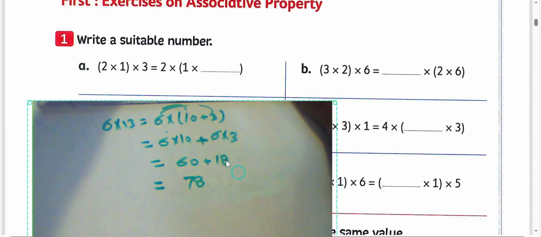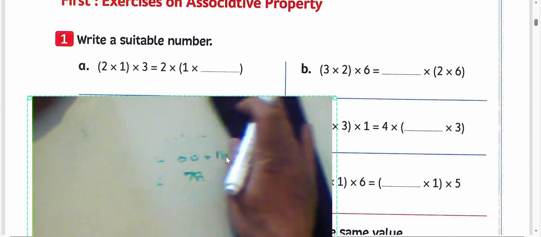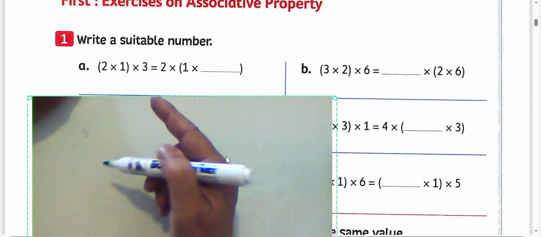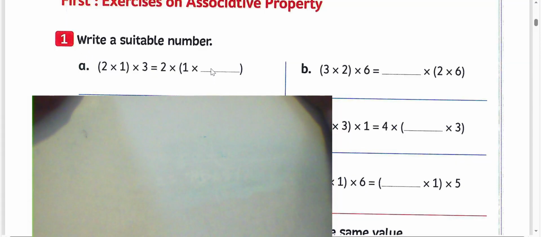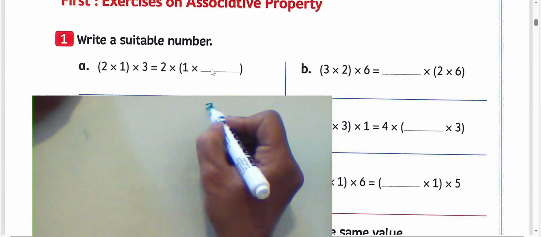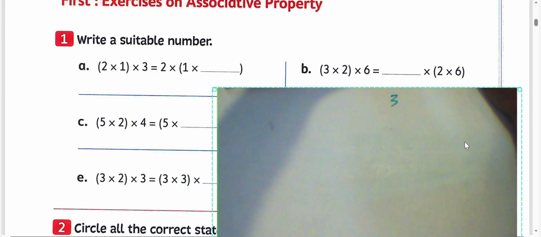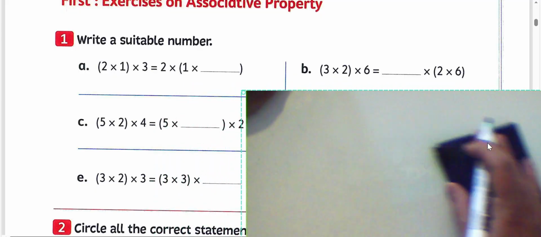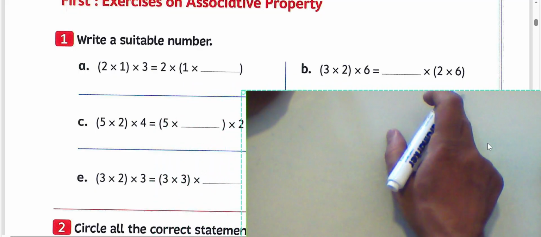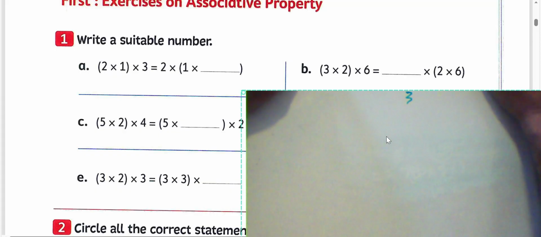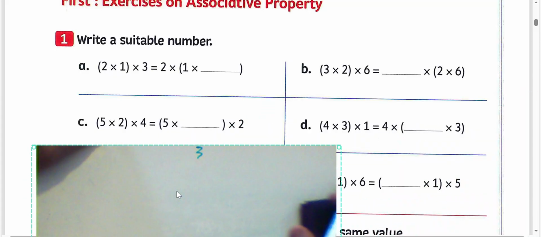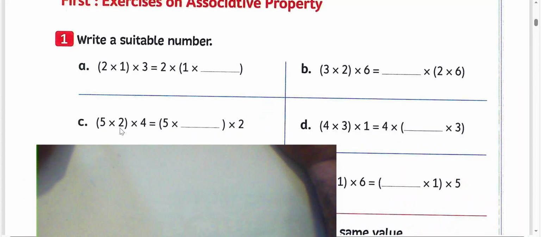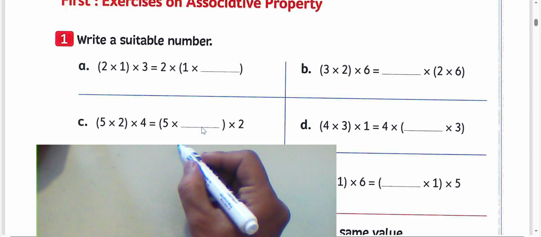Look here, this question. We can write in the space, look here, 2, 1, 3, write 3 here. The missing number is 3. 3 times 2 times 6 equals 3 times 2 times 6, write 3 in the space. Okay, we must write the missing number. 5 times 2 times 4, right here 4. In this place, write 4.